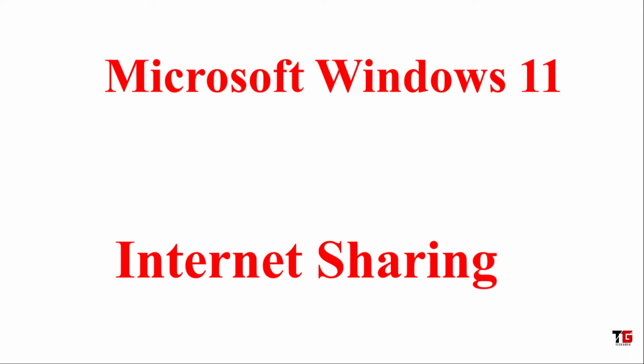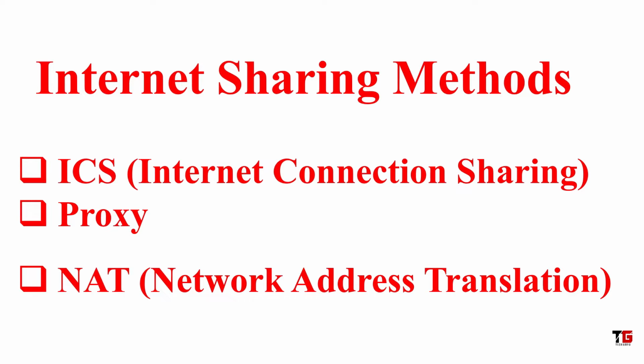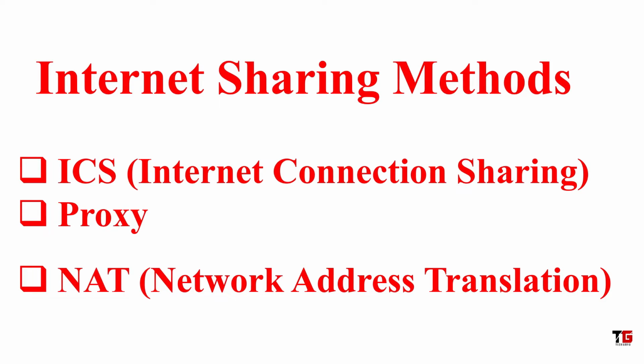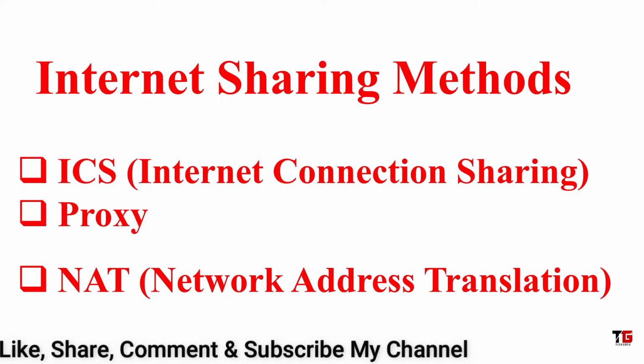I hope you guys are able to see my screen. There are 3 ways to share internet in a network. Number 1, ICS. ICS stands for Internet Connection Sharing. Number 2, proxy. Number 3, NAT. NAT stands for Network Address Translation.